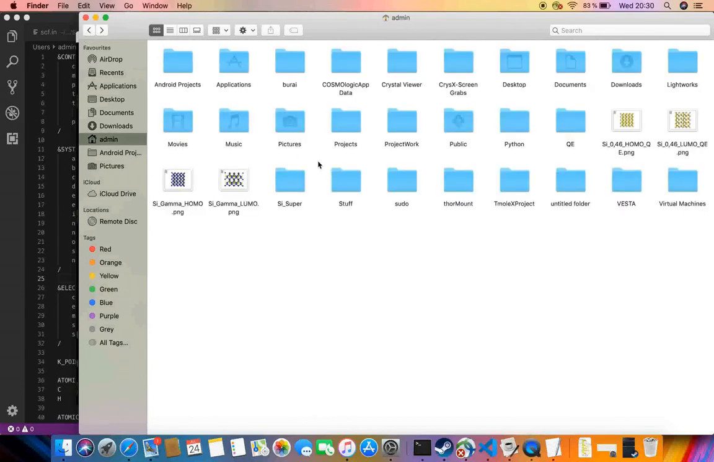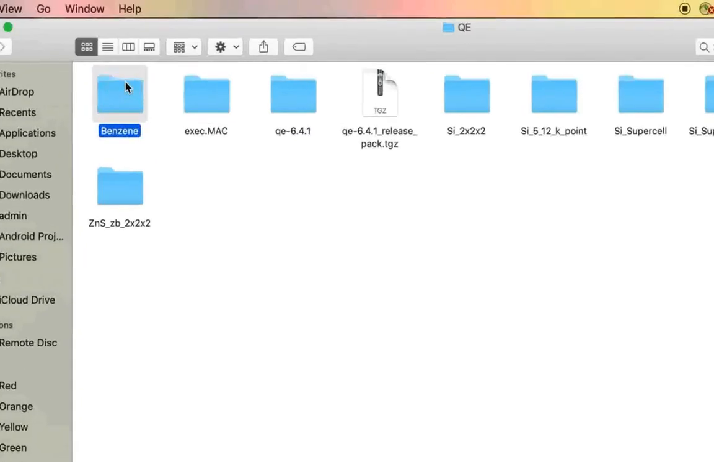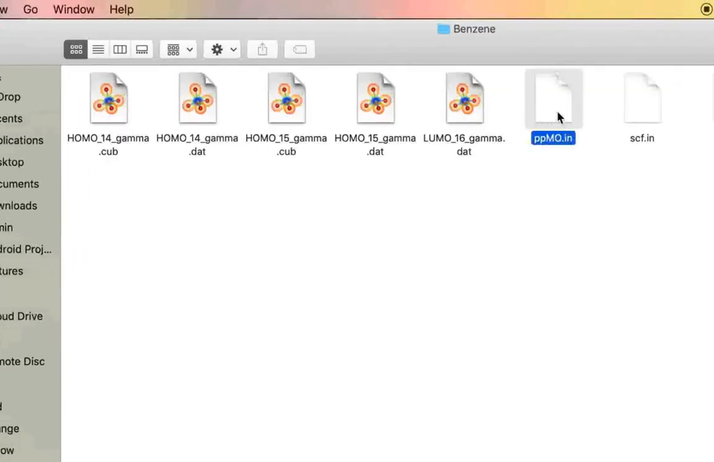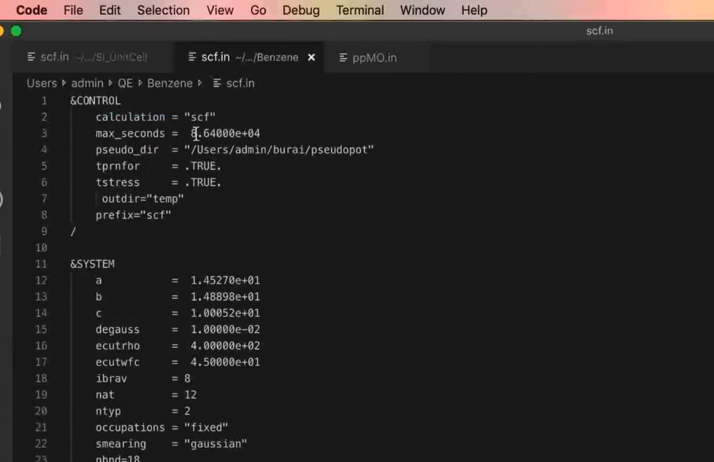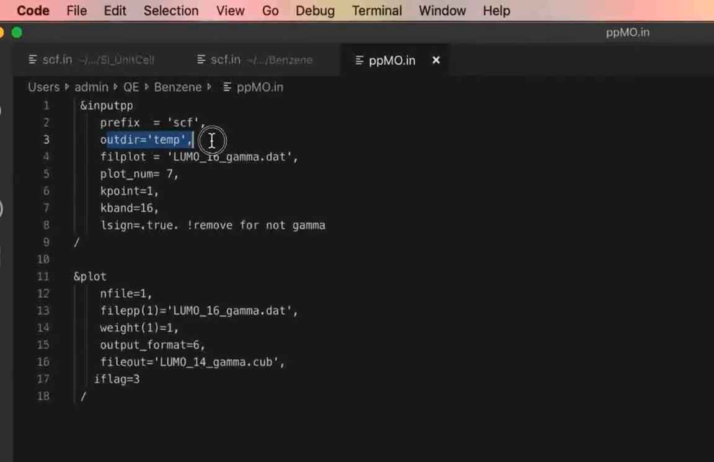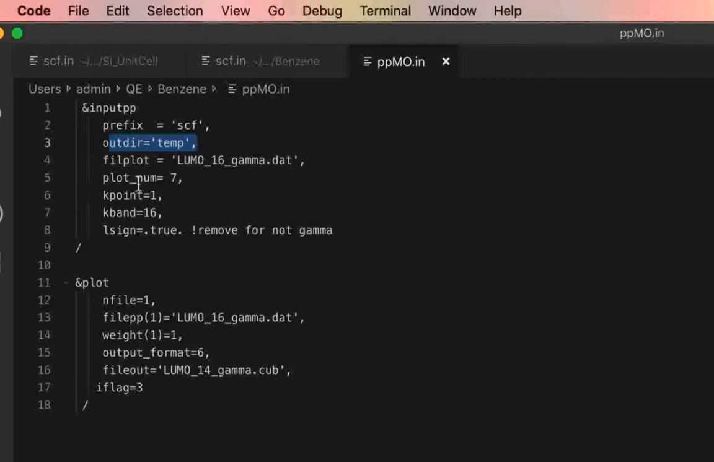So we'll come back to the directory of benzene, and then we will go to this input file over here. This is the input file for pp.x, and I'll explain how it helps you to calculate the molecular orbitals. First you have the inputpp namelist, in which you will specify the prefix, which should be the same as in your SCF calculation. Here my prefix was scf, and then you will specify the temporary files directory, which in my case was again temp. These should be the same.